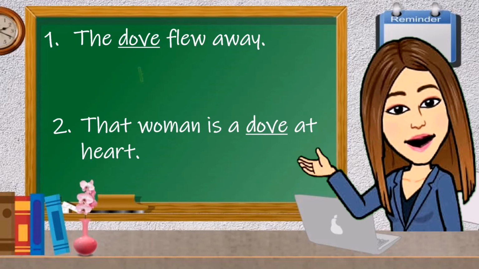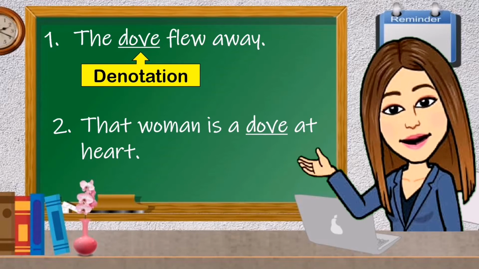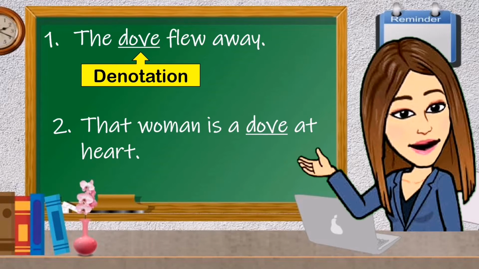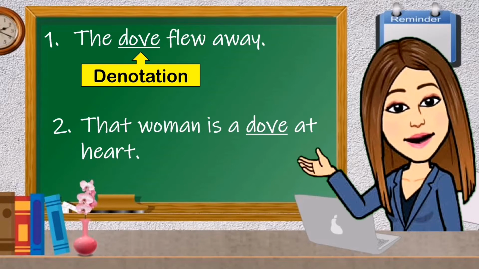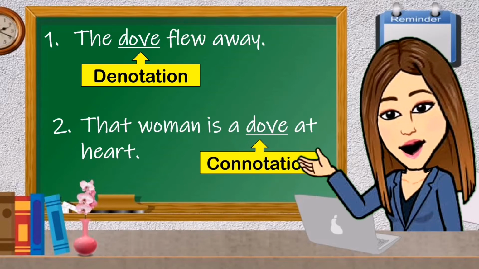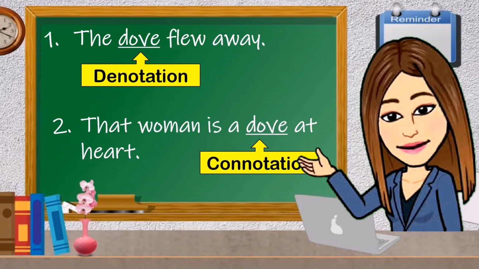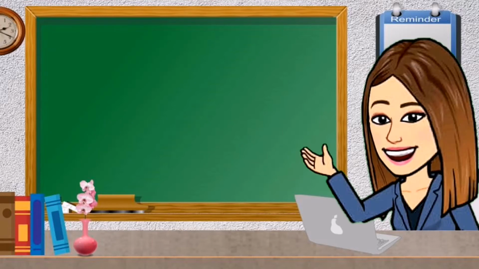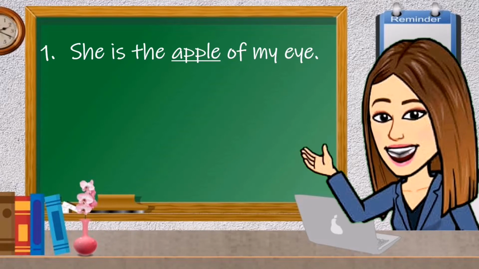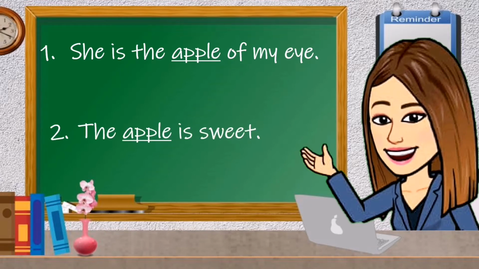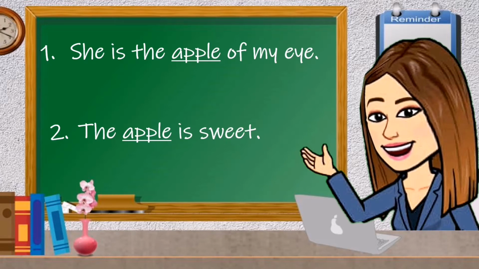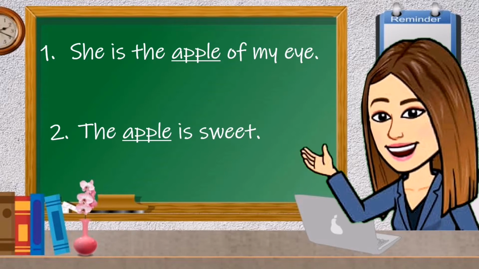The correct answer is sentence number 1 is an example of denotation because the word dove refers to the bird, which is the literal meaning of the word used in the first sentence, while sentence number 2 is an example of connotation because it refers to the attitude of a person. Next set of sentences. She is the apple of my eye. The apple is sweet. The underlined word is apple. Which sentence is an example of denotation and example of connotation?